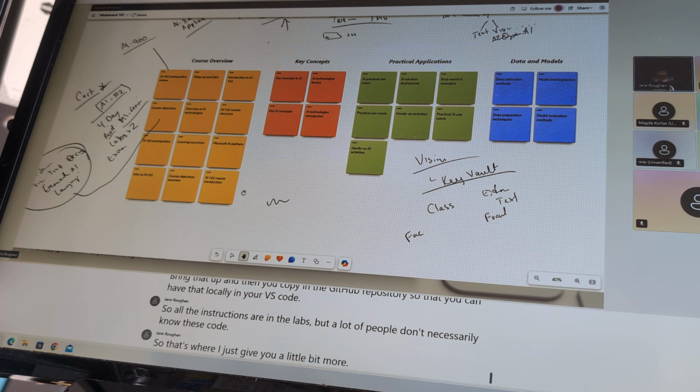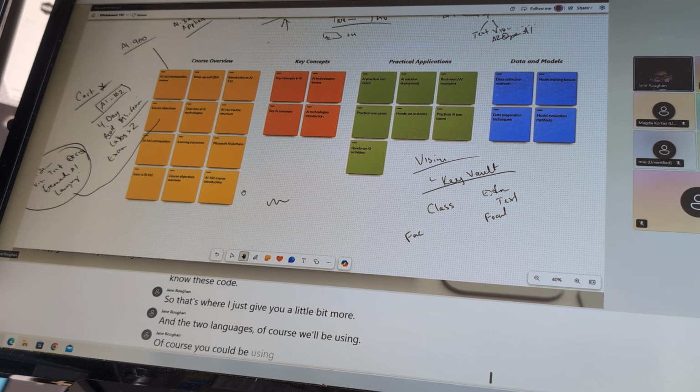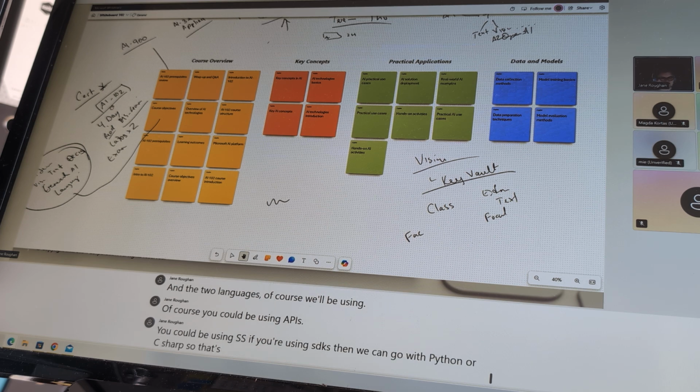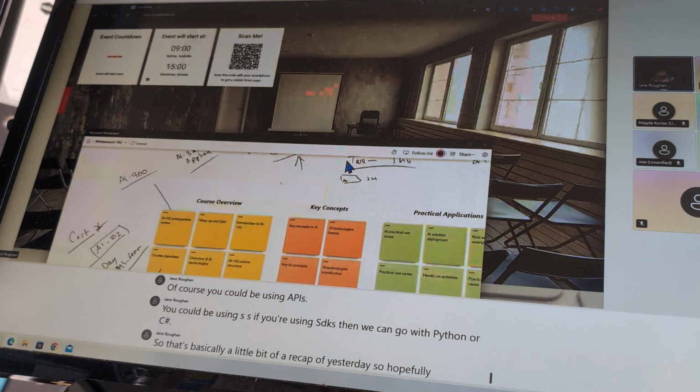And the two languages, of course, we'll be using. Of course, you could be using APIs, you could be using SDKs. If you're using SDKs, then we can go with Python or C#. So that's basically a little bit of a recap of yesterday. So hopefully that has helped everybody.